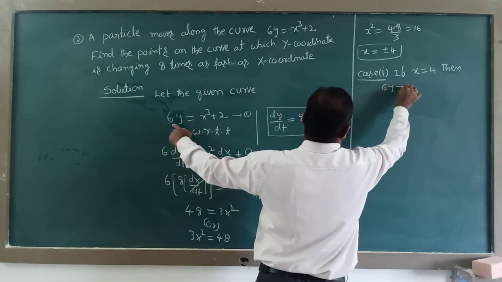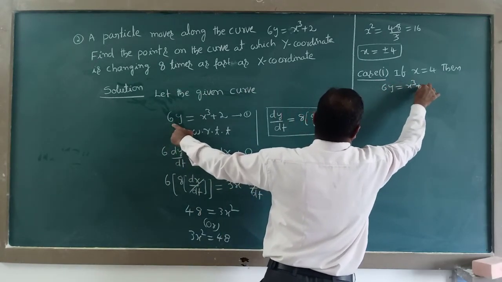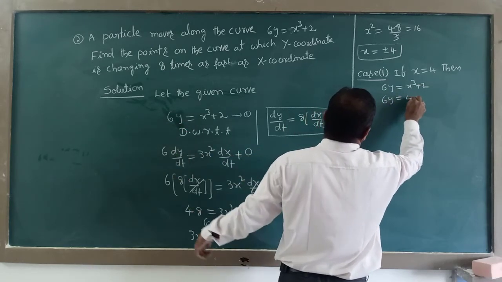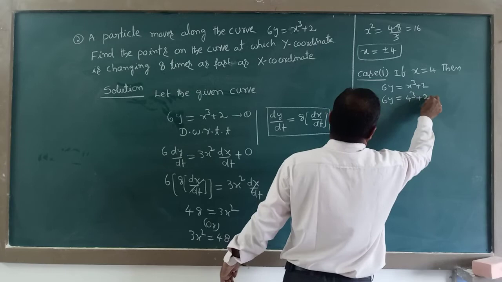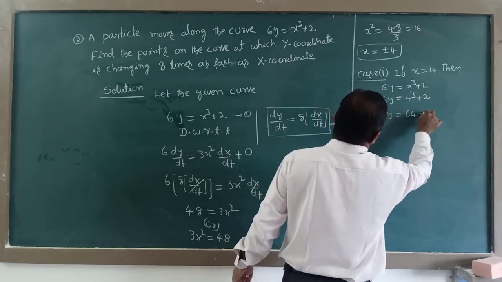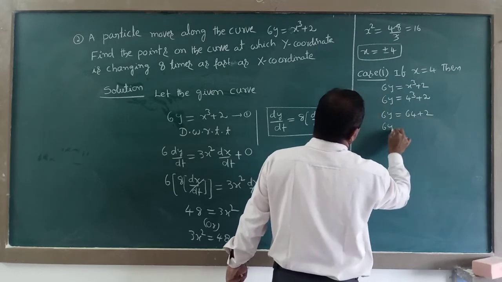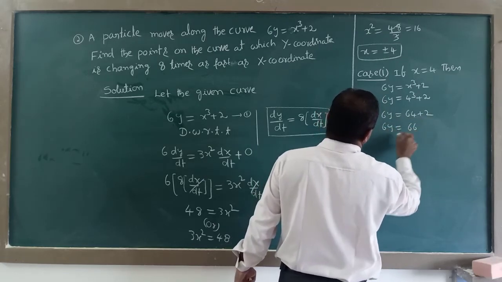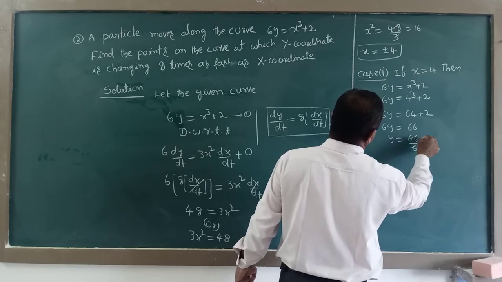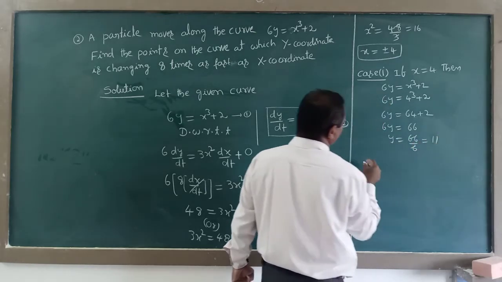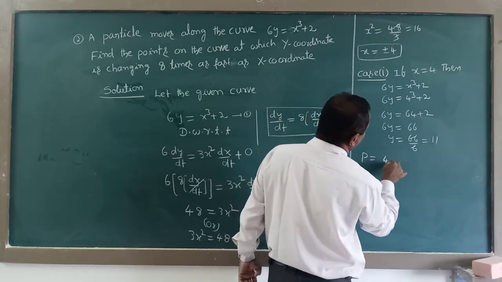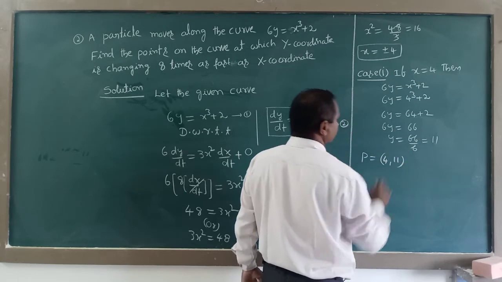6y is equal to x cube plus 2 now. In this case, we are going to substitute the x value here. That is 4 cube plus 2. And 6y is equal to 64 plus 2. That is 6y is equal to 66. That is y is equal to 66 by 6, which cancels to 11. Therefore, the first point is P is equal to 4 comma 11.